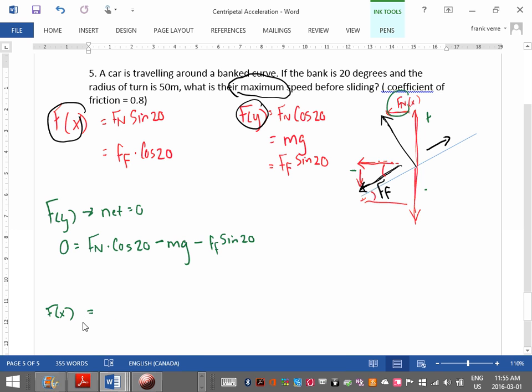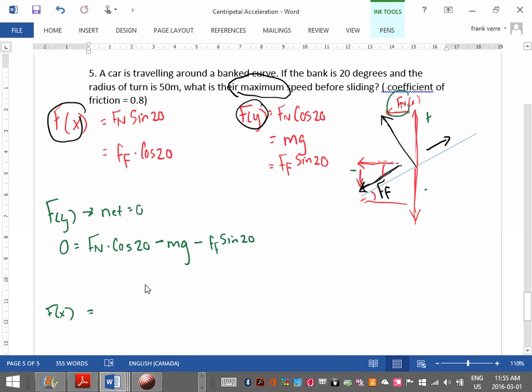Okay, so this is what we know then. Tell me if this makes sense to you. So we know that there's no net force along the vertical, but there is a net force along the horizontal because it has to be towards the what? Towards the center.